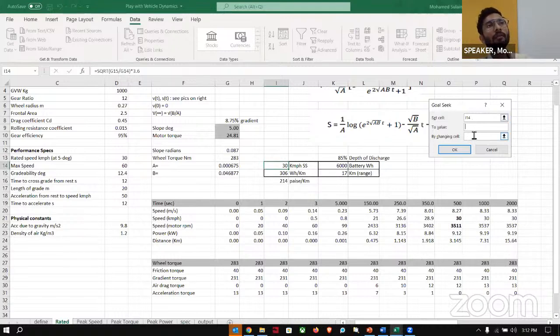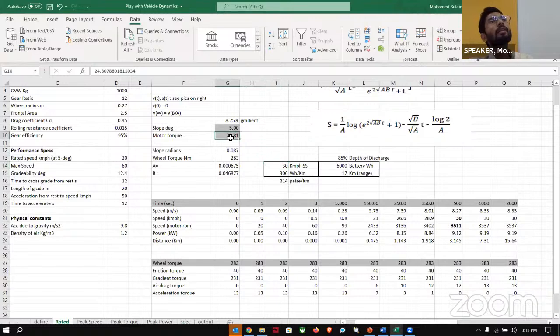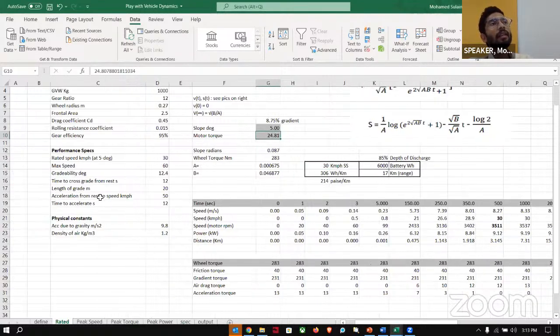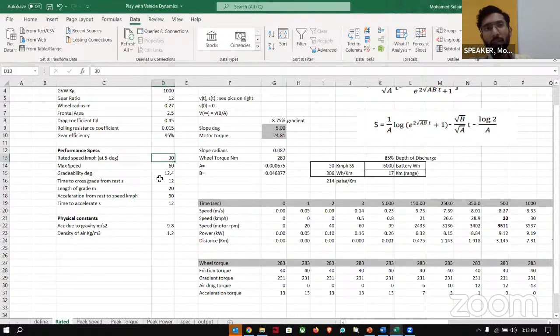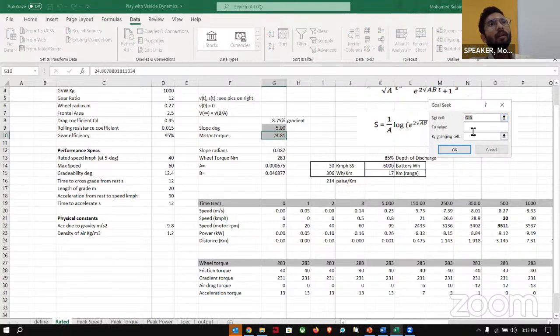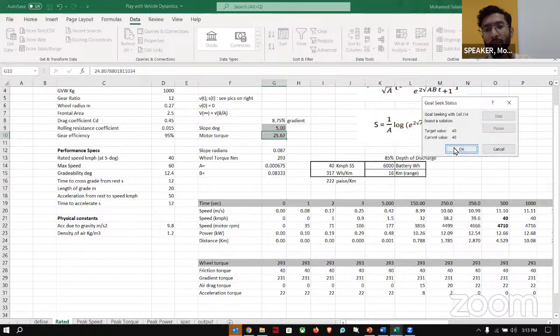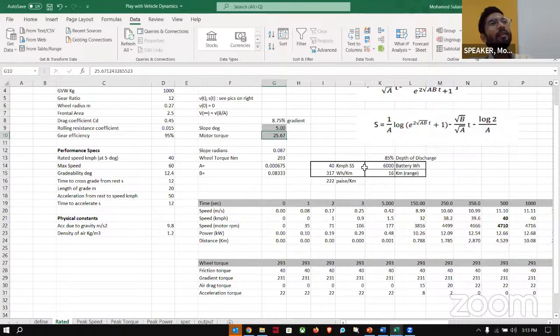So you may be wondering, if the vehicle moves at a very high speed, what would be the torque that the vehicle experiences? This can be viewed in this motor torque region. Let's say the vehicle is actually moving at 40 kilometers per hour, and let's see what motor torque would be required. So we have to select this cell I14 to increase speed, and by changing the motor torque, we'll arrive at the torque the vehicle is running with in this condition.